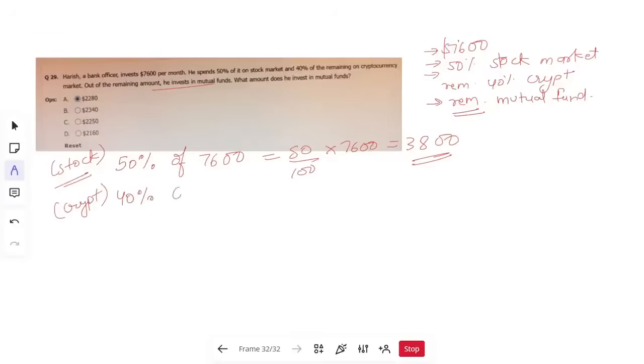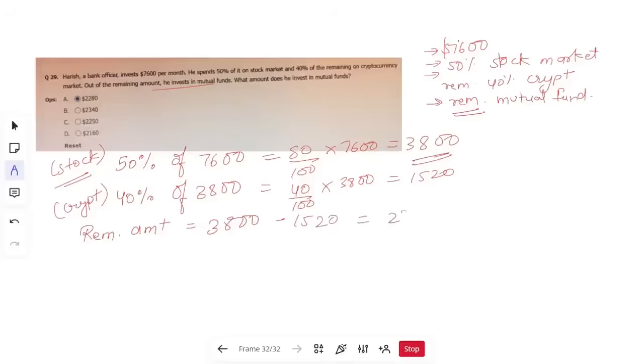3,800. Out of this, 40% he will invest in cryptocurrency. So 40 by 100 into 3,800. This will give the answer as 1,520. Now what is the remaining amount that we are left with? The remaining amount will be, we had 3,800 minus we invested 1,520 in the cryptocurrency, so we are left with 2,280. Now 2,280 is the amount that Harish will invest in mutual fund, because that is what we have to find.